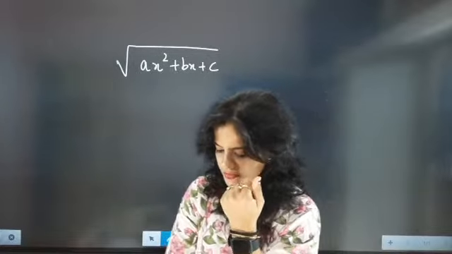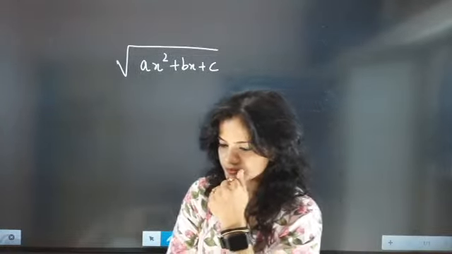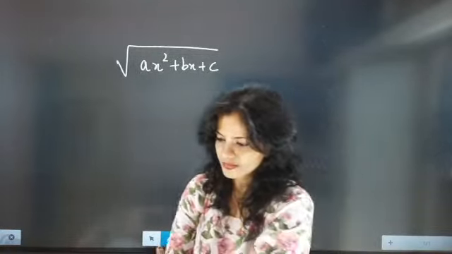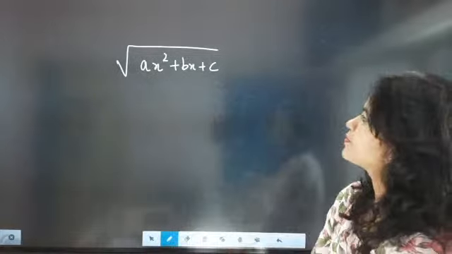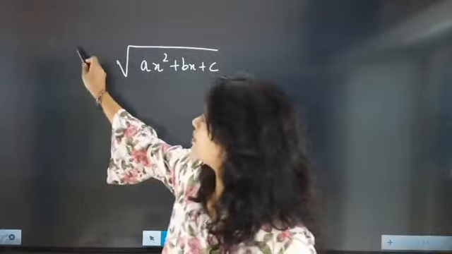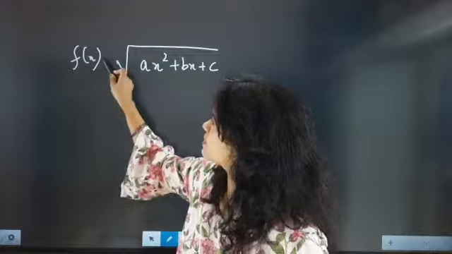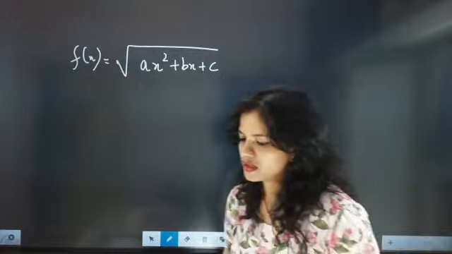Solve it fast. Okay, Devansh, no problem, beta. Now it is coming as f of x. Answer please.